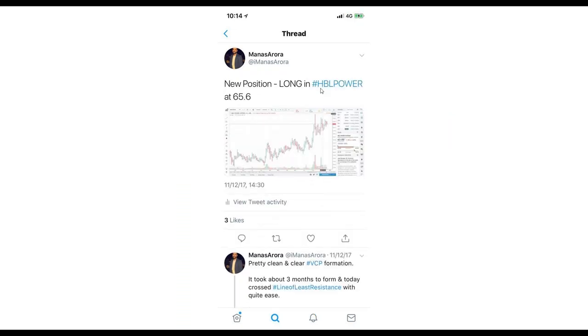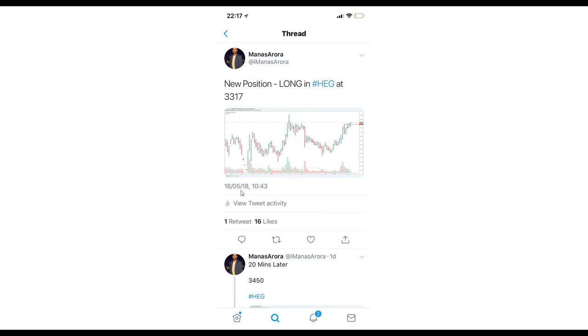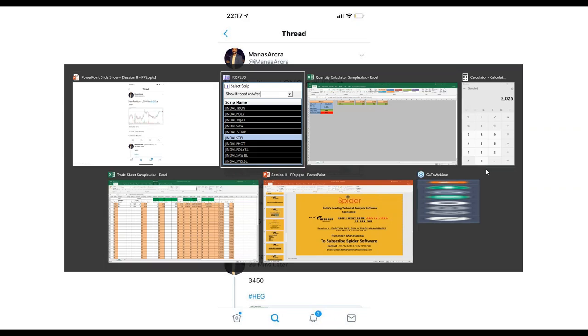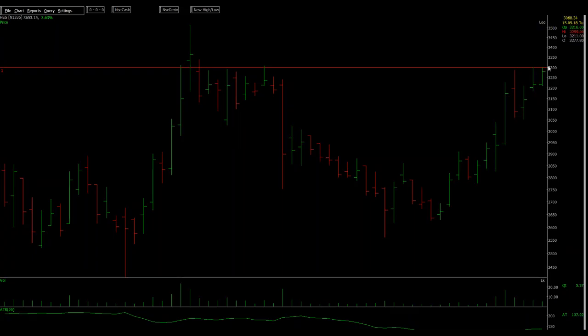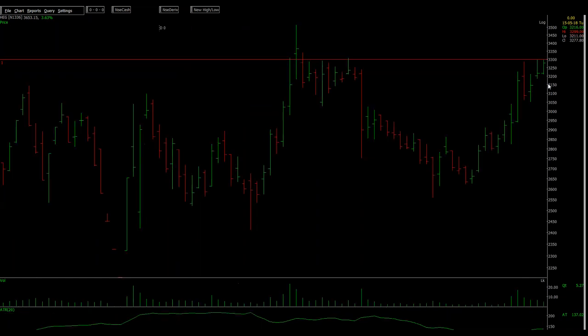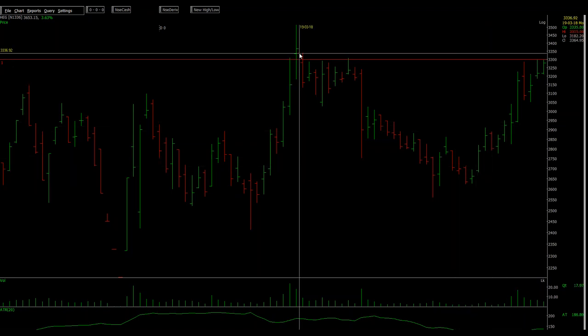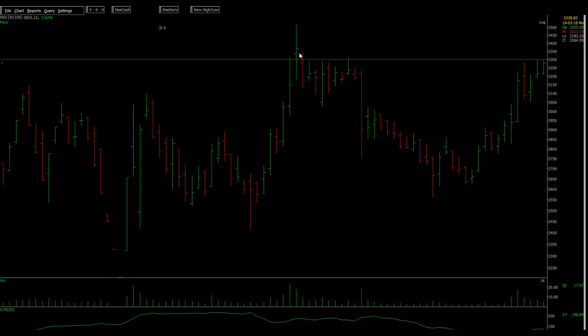I went long in HEG on 16th of May, just 2 days before, 3 days before, and did my risk management, calculated my quantity, calculated my stop, and that's it. That's all I can do. I do not know how it will work after this. I've done my risk management. I know that this trade has a higher probability of going higher because this entire run has a strong buying power. Bulls have clear upper hand here. That's all I know. This is what I can control. This is what I use to make my decisions. After this, you just have to let the market do its job.